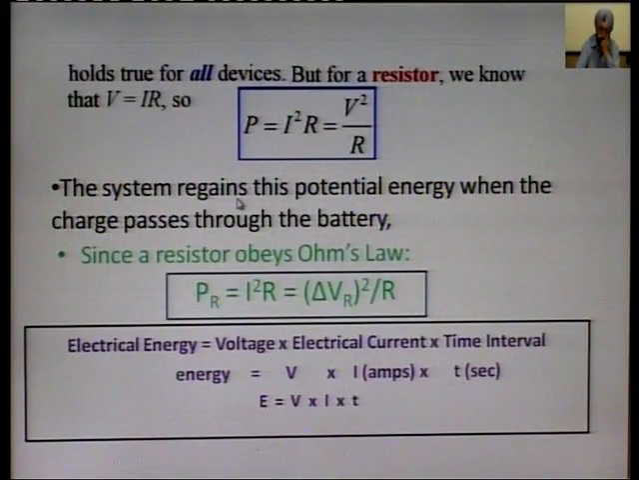The system regains this potential energy when the charge passes through the battery. As the resistor obeys Ohm's law, both these laws have been written again here. This means electrical energy is equal to what? Voltage multiplied by electric current multiplied by time interval. E is equal to V into I into T.